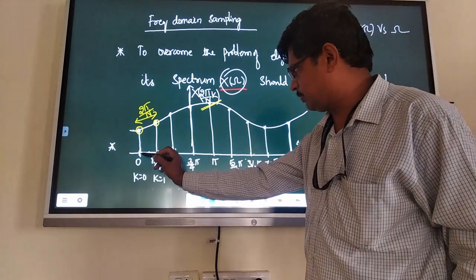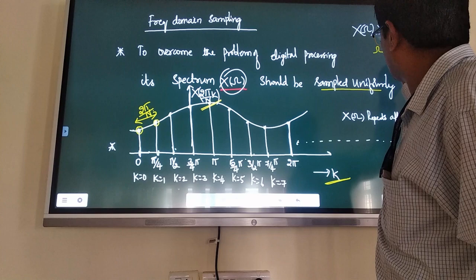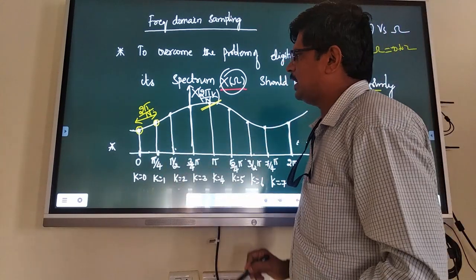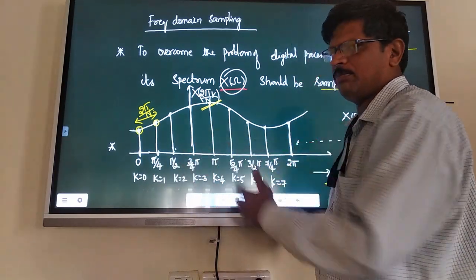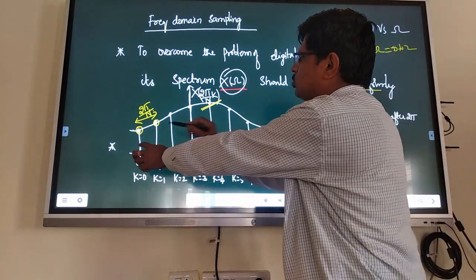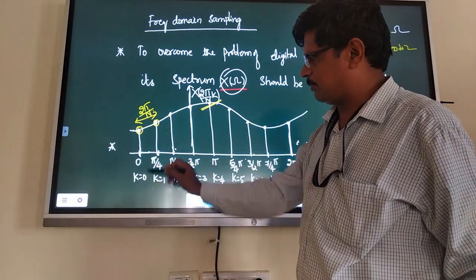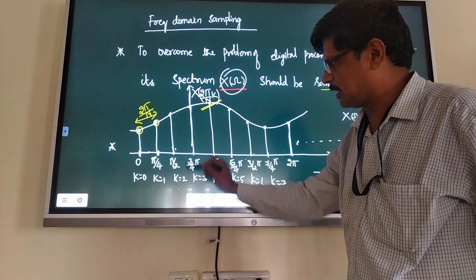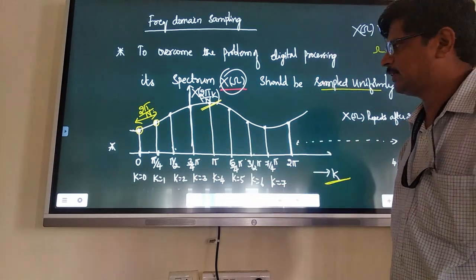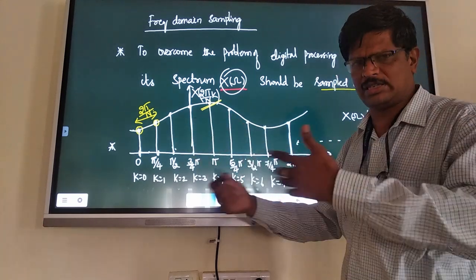For example, omega is continuous between 0 to 2 pi. Let us sample it into 8 samples. So for example, N is equal to 8, between 0 to 2 pi. Then we'll get the first sample at 0, the second sample at pi by 4 frequency, the third sample at pi by 2, and like that you will get 8 samples in between. Then it is easy to process the signals.